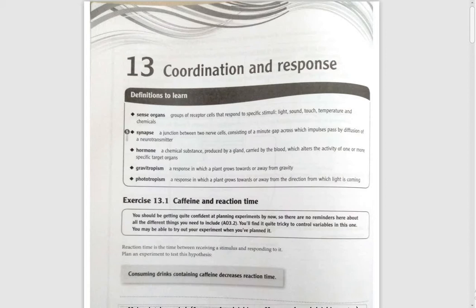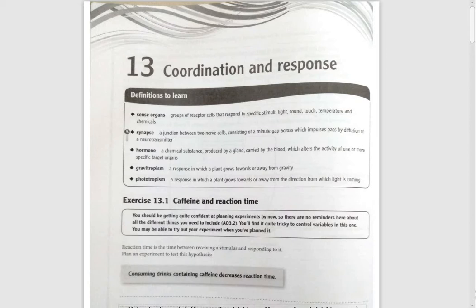So let's read out the definitions together. Sense organs are groups of receptor cells that respond to specific stimuli such as light, sound, touch, temperature and chemicals. Synapse: a junction between two nerve cells consisting of a minute gap across which impulses pass by diffusion of a neurotransmitter. Hormones: a chemical substance produced by a gland, carried by the blood, which alters the activity of one or more specific target organs. And then gravitropism: a response in which a plant grows towards or away from gravity.